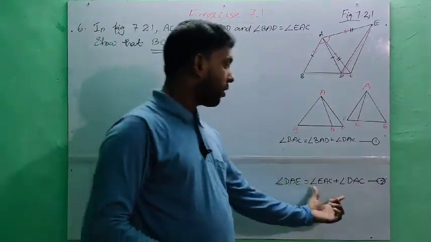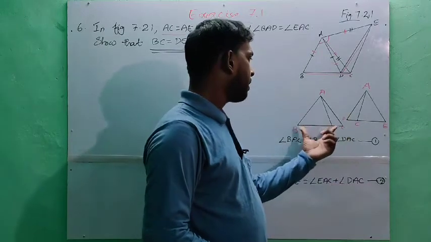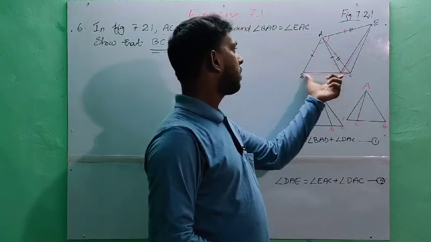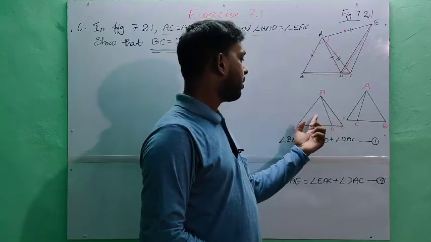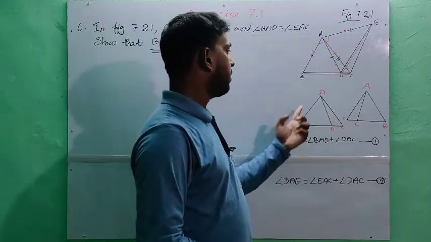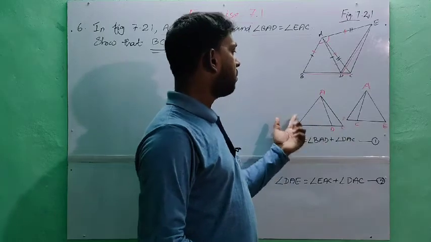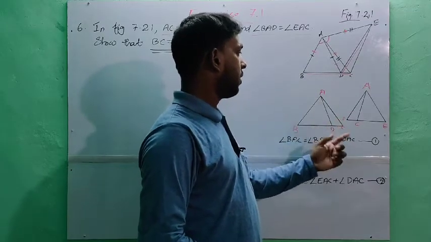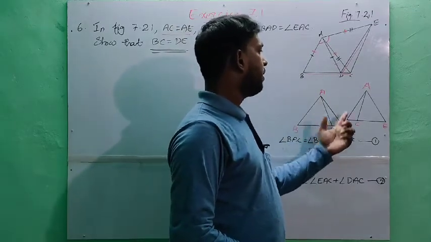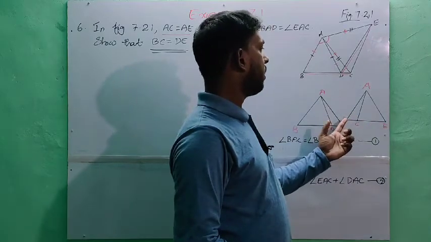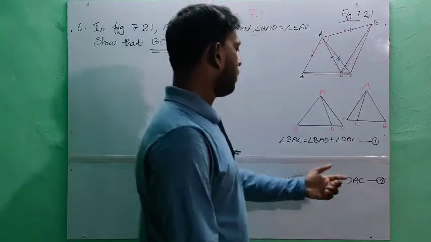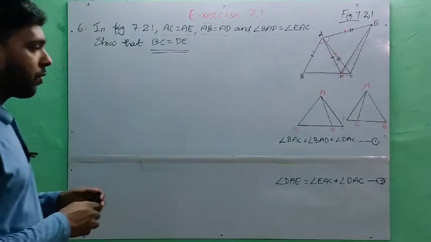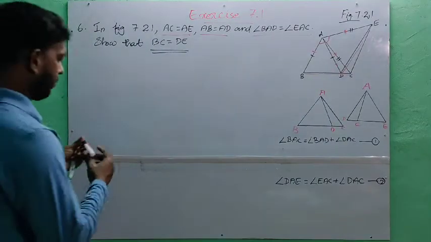Why have we split it into 2? Because the given triangles, looking at here, we can understand they are combined triangles. Now this triangle BAC consists of triangle BAD and DAC. Likewise, triangle DAE consists of triangle DAC and triangle CAE. So we have written this way. Now let's write down those things here.